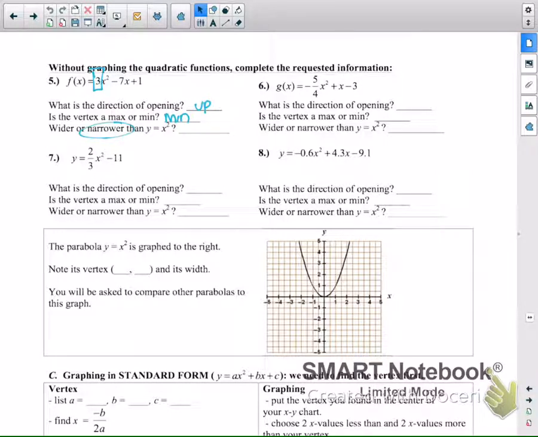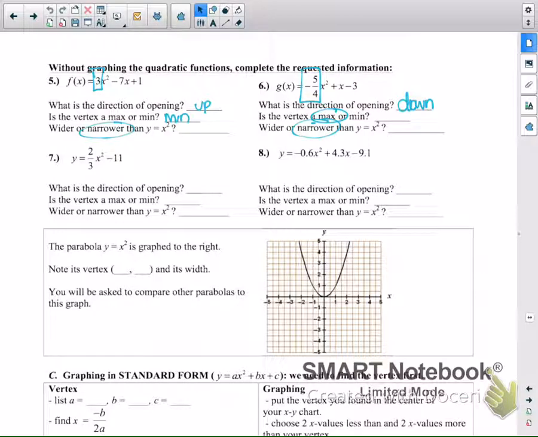On the other hand, number 6 has an A value that is what sign? Positive or negative? Negative, which means it opens which way? Down, making my vertex a max. Now, before you answer wider or narrower on number 6, be very careful. That is a fraction, but is that fraction bigger or smaller than 1? Bigger than 1. It's outside of 1 or negative 1. That means it's still going to be narrower, even though it's not going to be much narrower. Okay. Any issues with those things?